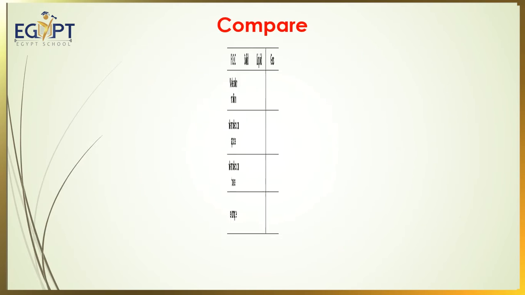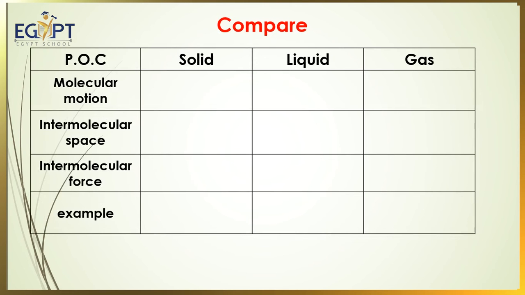The final comparison today: compare between solid, liquid, and gas. The points of comparison: molecular motion, intermolecular space, intermolecular force, and finally examples. Solid has limited molecular motion. In case of liquid, the molecular motion is intermediate. Finally, gas has completely free motion.